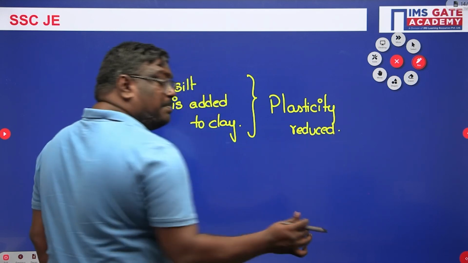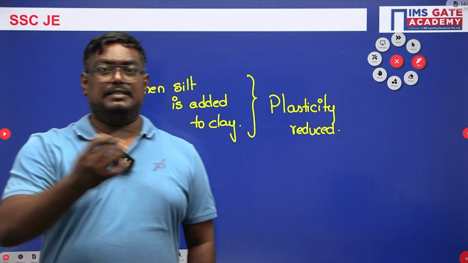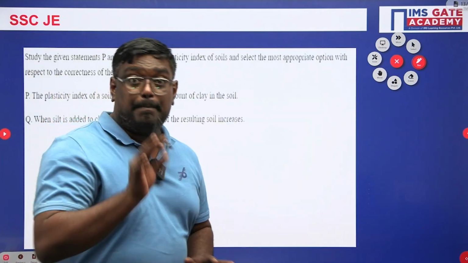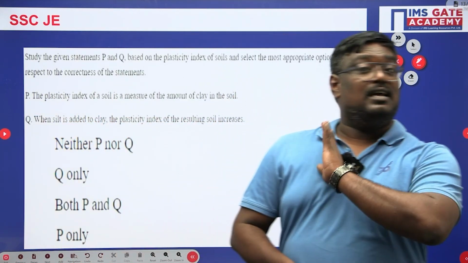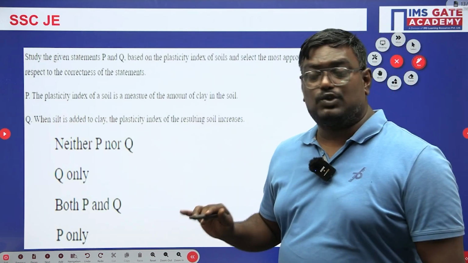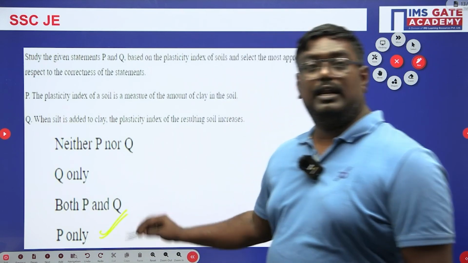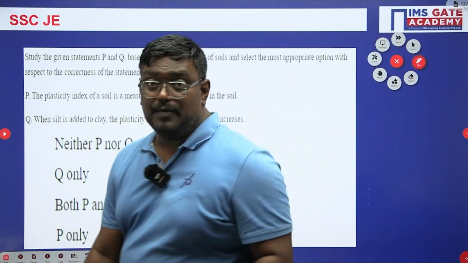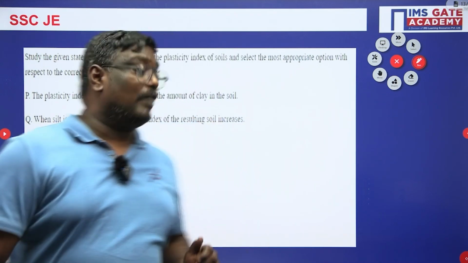So the important point I would like to tell you, plasticity is a measure of the amount of clay. But when silt is added to clay, definitely plasticity will decrease, plasticity will never increase. So the second option, statement Q, is wrong. Statement P is only correct. I hope this solution is clear. So my dear students, whenever you are solving SSC JE questions, you have to be smart and you have to be fast.